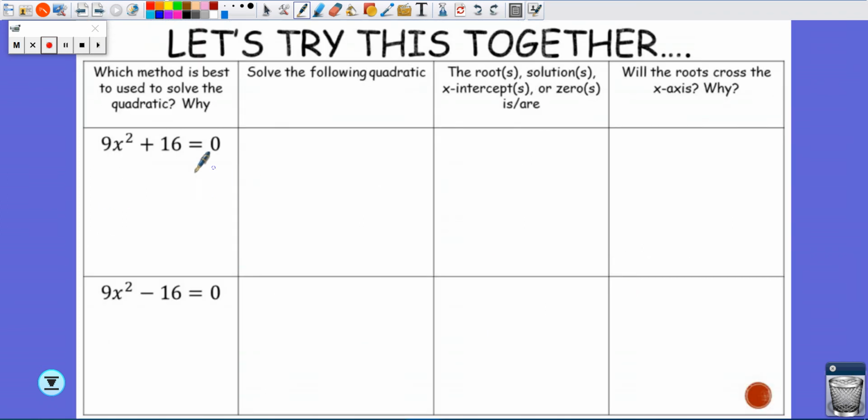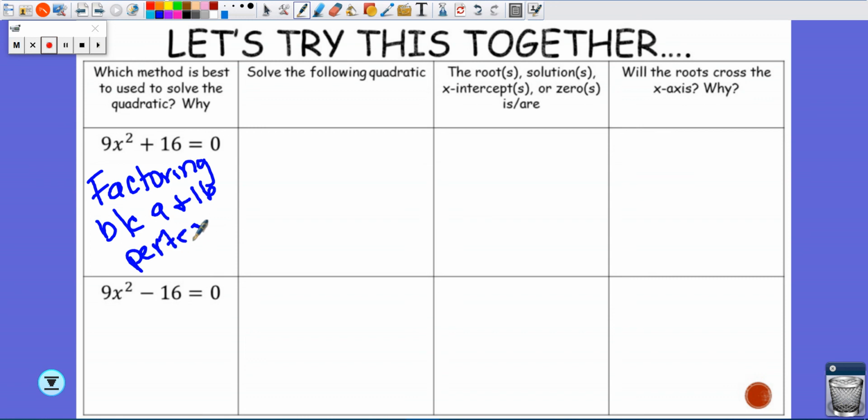All right, there's one more type. So what happens when the number in front of the x squared is not a 1? So this says, what's the best method to use to solve this quadratic? We're still going to say factoring. Even though we could use the square root method, the quickest way is factoring, and that's because 9 and 16 are perfect squares. We can call them perfect numbers as well.